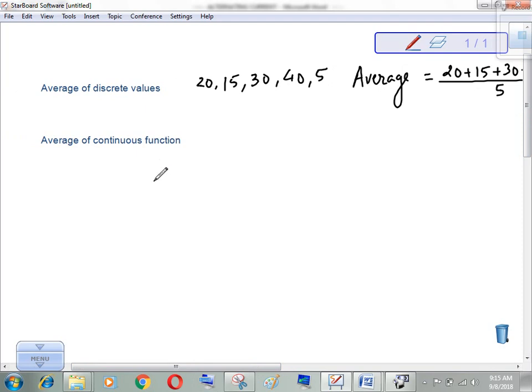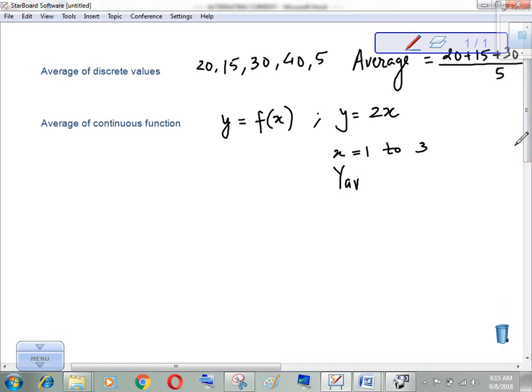Now, average of continuous function. What do we mean by continuous function? Let's say I say that y depends on x. Y is a function of x. Like it could be any equation. Let's say y equal to 2x. Y depends on x. So for every value of x, y will have some value. So for a given range of x, let's say x 1 to 3, I want to find average value of y.